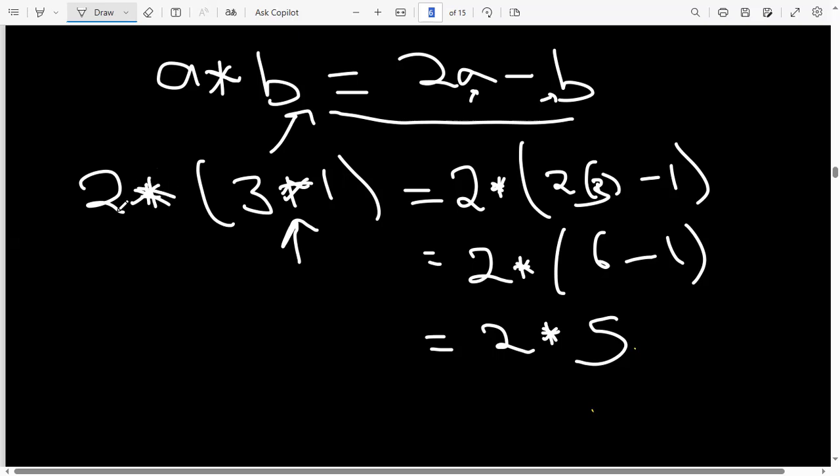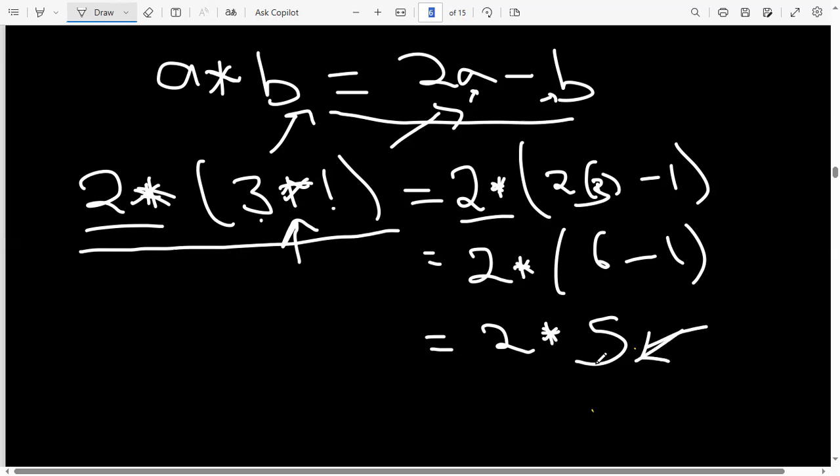Here we have been asked to evaluate this expression. I have 2 star, and then in the brackets I have 3 star 1. So you always start with what is in the brackets. You write 2 star, and then evaluate what is in the brackets using this definition here. If you are given 2 numbers, then they should be equal to 2a minus b. So this 3 is acting as our a, this 1 is acting as our b. So I write 2 multiplied by a, which is 3, and then minus b, which is 1. So 2 multiplied by 3 is 6, and then minus 1 gives you 5. That's how I ended up here.